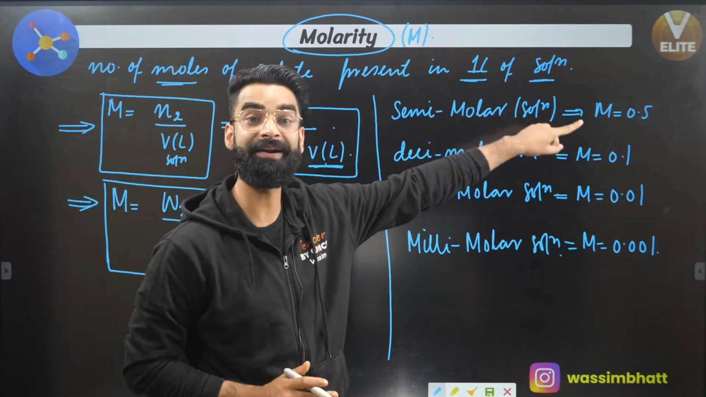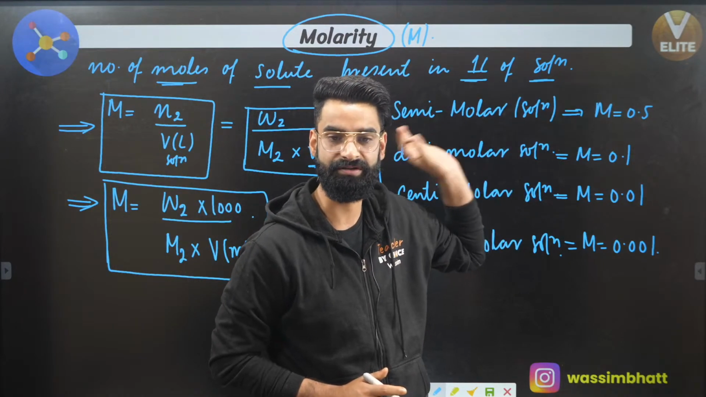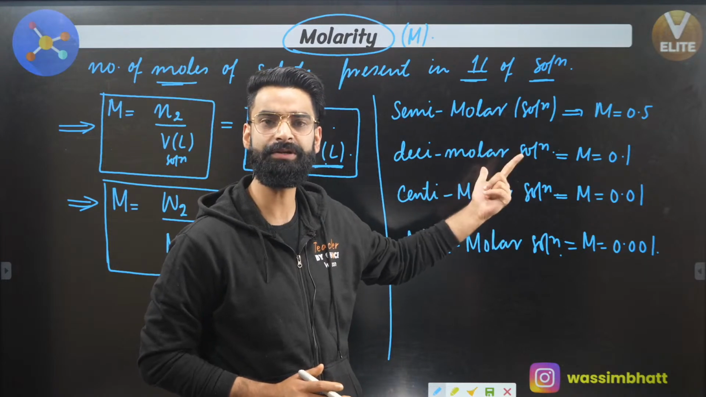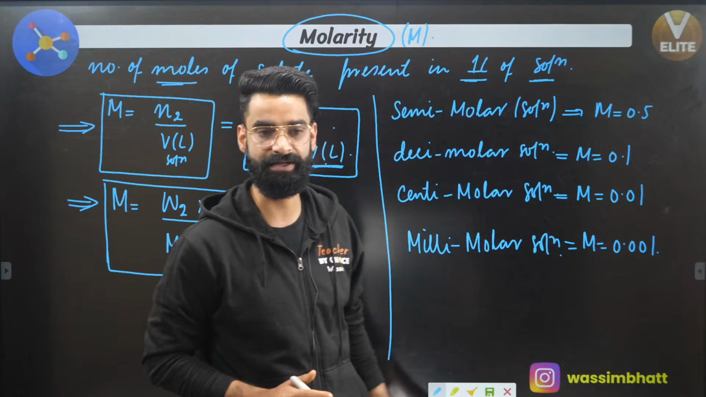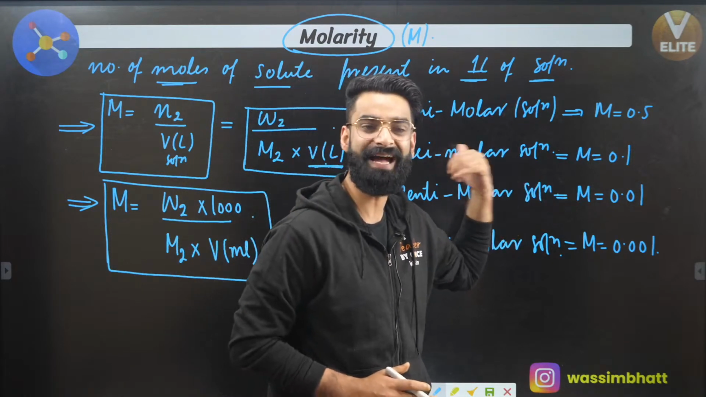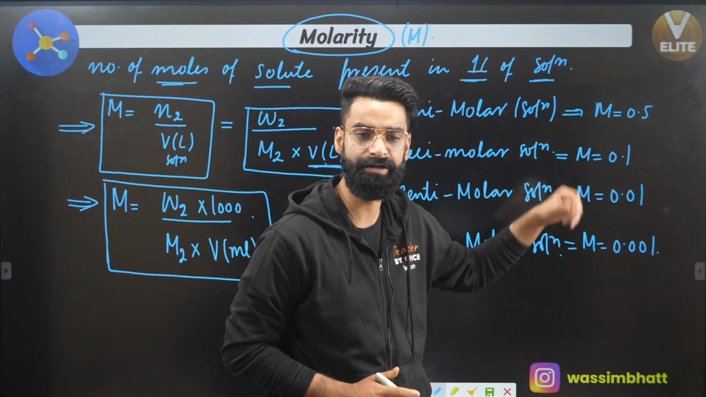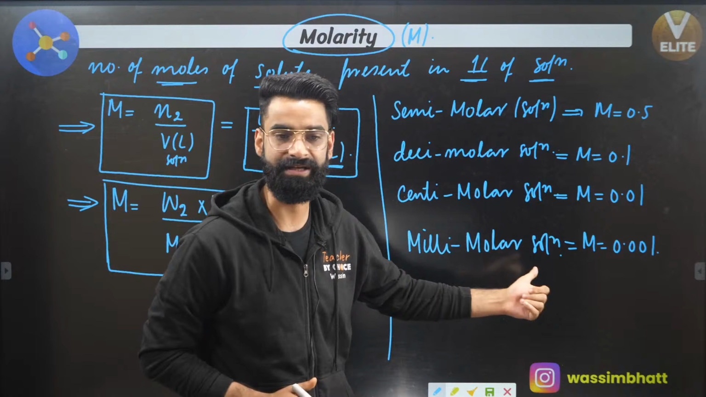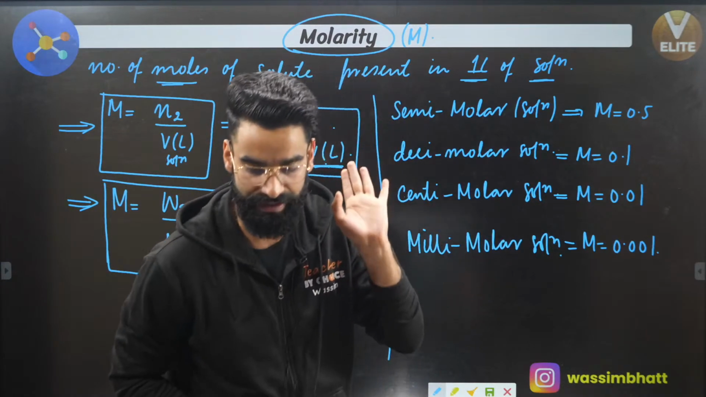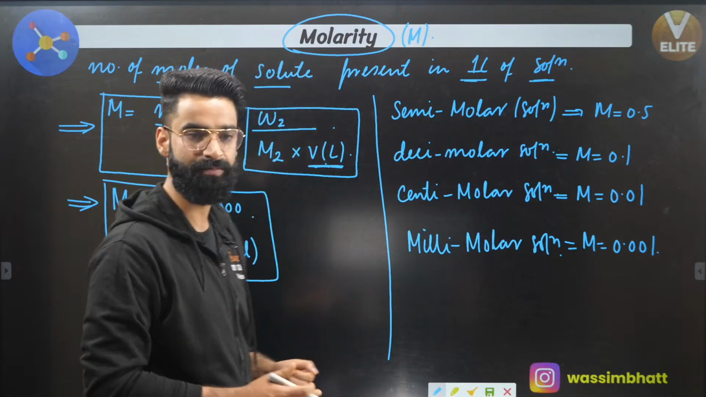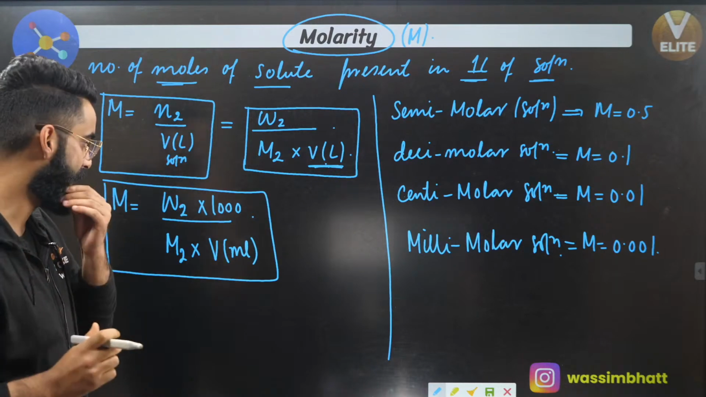A semi-molar solution is the one whose molarity is 0.5. That means 0.5 moles of solute are present in 1 liter of solution. Decimolar solution: molarity is 0.1, that means 0.1 moles of solute are present in 1 liter of solution. Centimolar solution: 0.01 moles of solute are present in 1 liter of solution, and millimolar solution: 0.001 moles of solute are present in 1 liter of solution. Let me know in the chat box if all these things are clear to you.